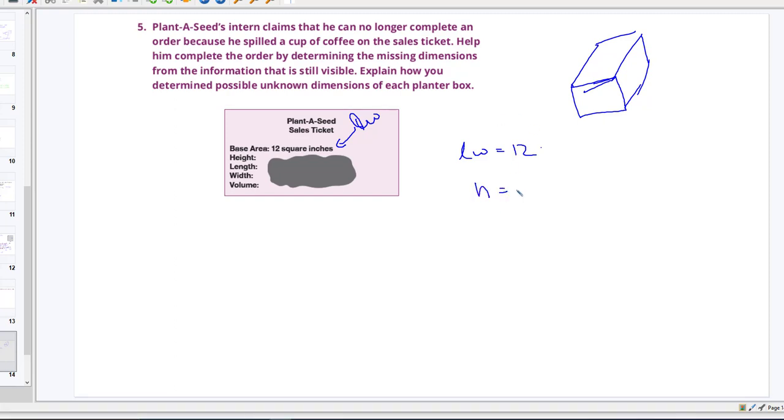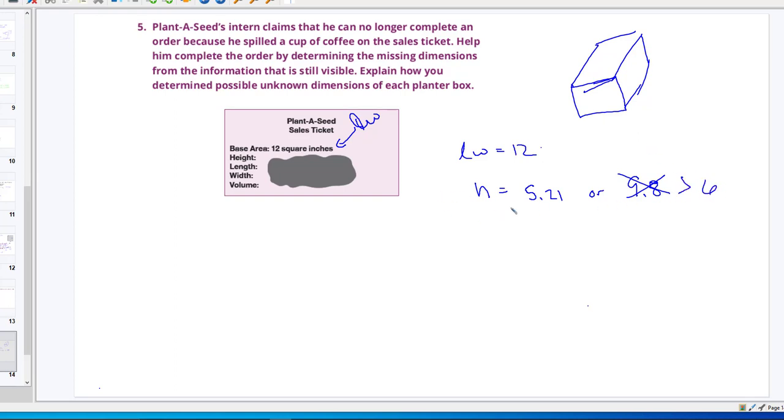So height would either be 5.21 or 9.8. But the problem is that 9.8 doesn't make sense in our story because that's greater than 6. So really the only one we have to work with is a height of 5.21.